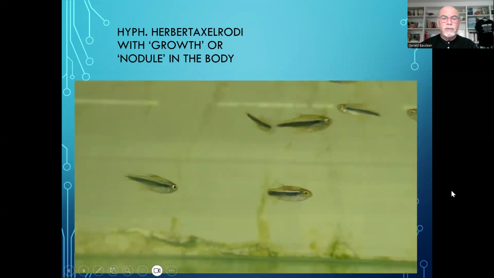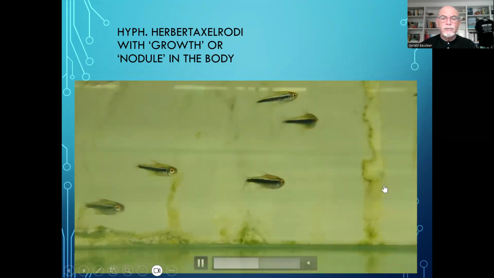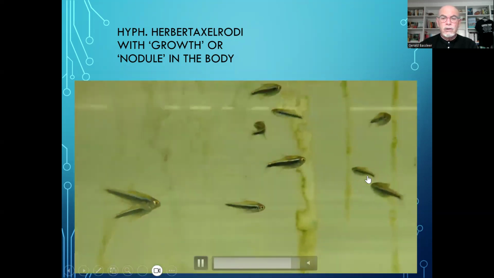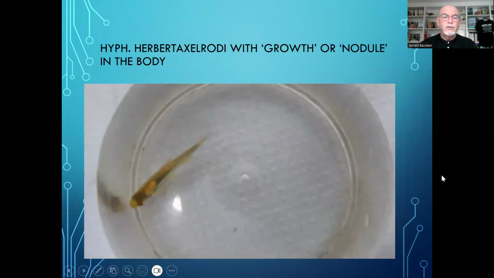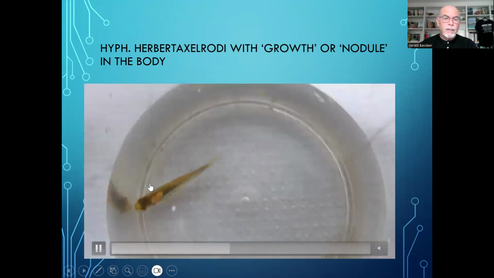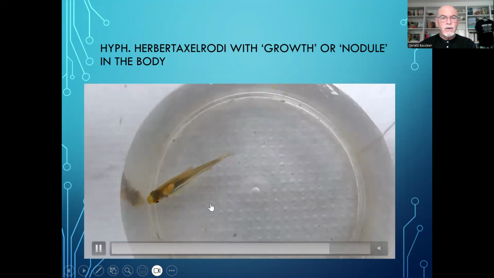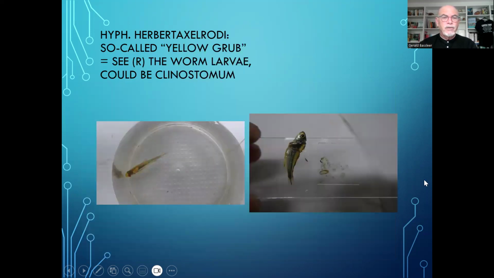Here is another Black Neon Tetra. Here it is. You can see the growth or the deformation or the nodule. That's the dorsal part of the fish, the muscular tissue. We took the fish out, and here we can see that growth, that patch, that nodule on the dorsal part of that Black Neon Tetra.